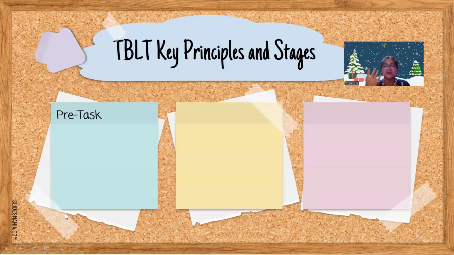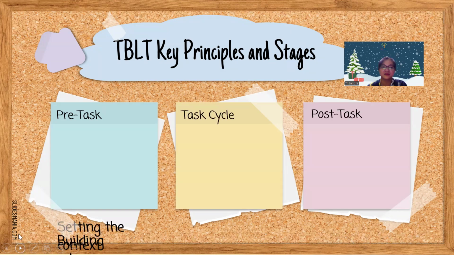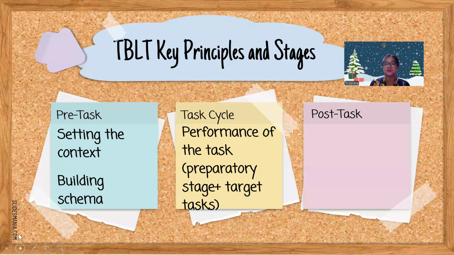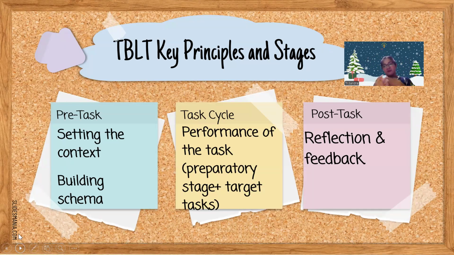When we talk about TBLT, there are altogether 3 stages. They are pre-task, and then task cycle, and then post-task. In pre-task, we have to set the context, build the schema, and activate students' prior knowledge. For the task cycle, we ask our students to perform the task. It will include a preparatory stage, and then the target task, and then post-task, where they give a reflection. And later, based on the student performance, teachers need to give feedback.